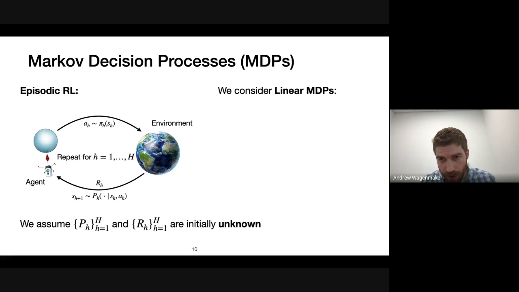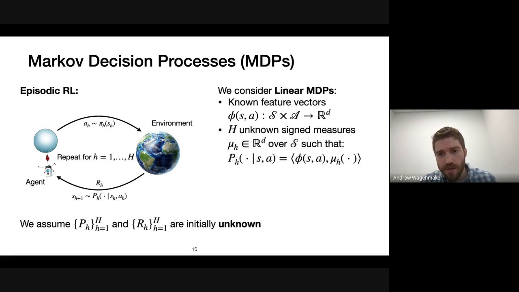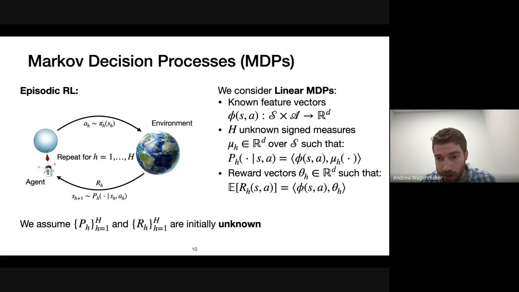And we're going to be looking at a setting of linear MDPs, where we have some known featurization of our environment, phi of SA, which maps to some d-dimensional space, and the transitions as well as rewards are linear in this featurization, phi of SA. Obviously linear MDPs are not perhaps the most expressive setting, but as we'll see, it's non-trivial enough that I think it is still an interesting thing to think about in terms of understanding coverage in RL. So we'll be focusing on the linear MDP setting.